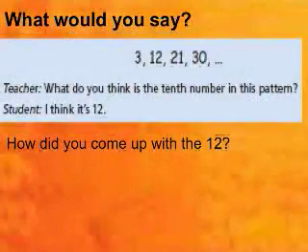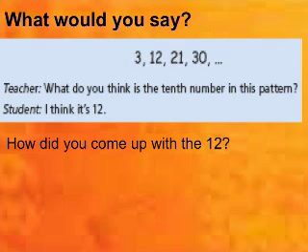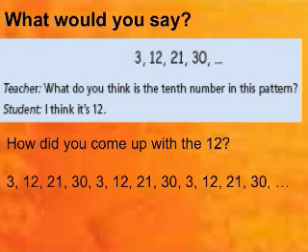And the student actually could have a really great argument. So a student might be thinking it goes 3, 12, 21, 30, 3, 12, 21, 30, 3, 12. And darned if the 10th number isn't 12, it makes total sense. So one of the reasons that we need to respond to students is because even though they're thinking differently than we are, it really might make lots of sense.